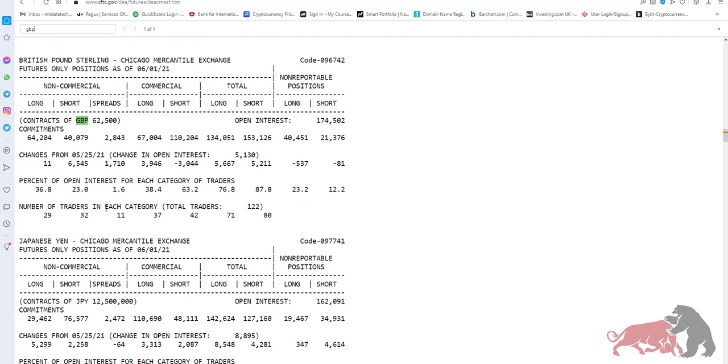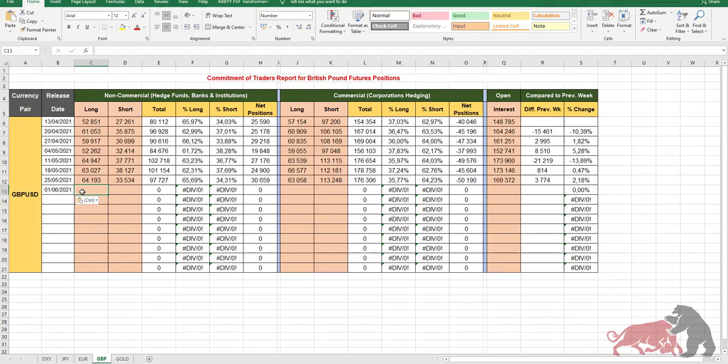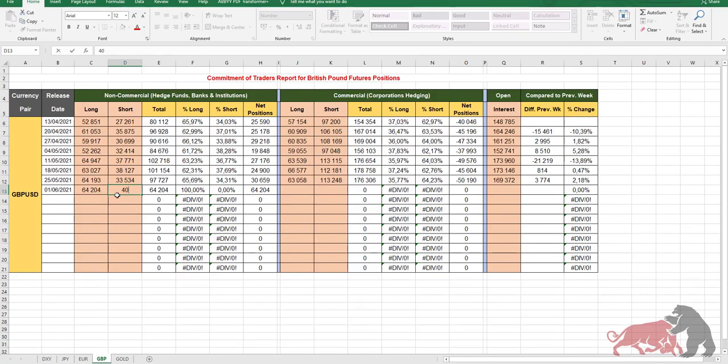So coming to pound futures only position as of 1st of June, non-commercials, they were holding 64,204. They've slightly increased their long, basically just by 748 positions only. That's nothing. And then short positions, they're holding 40,079. Now this is massive. You can see they've increased their short exposure by just under 7,000.